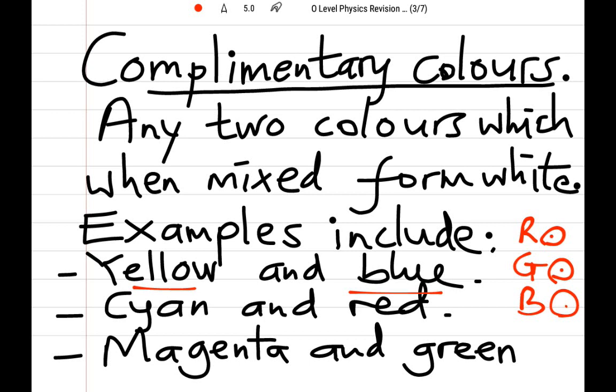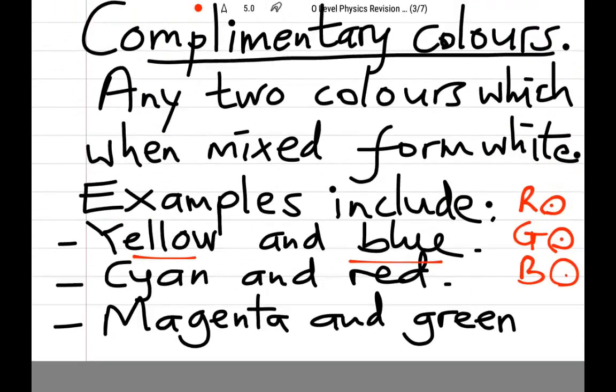Yellow and blue, those are complementary colors. Cyan and red are complementary colors. Magenta and green are also complementary colors. So there is no color that is a complementary color on its own. They have to be stated in pairs.